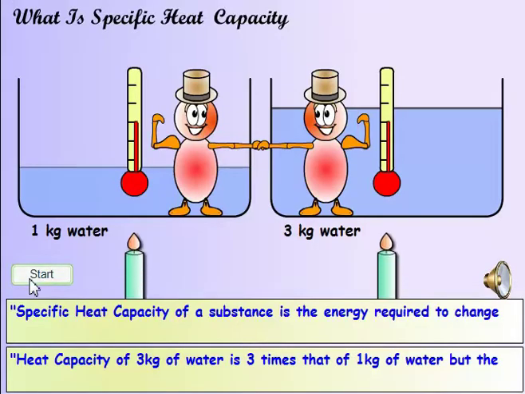Specific heat capacity is the amount of heat required to raise the temperature of 1 kg of the substance by 1 degree centigrade. Heat capacity of 3 kg of water is more than the heat capacity of 1 kg of water. But the specific heat capacity of 3 kg of water is the same as the specific heat capacity of 1 kg of water. Specific heat capacity depends on the substance and not the amount of it.